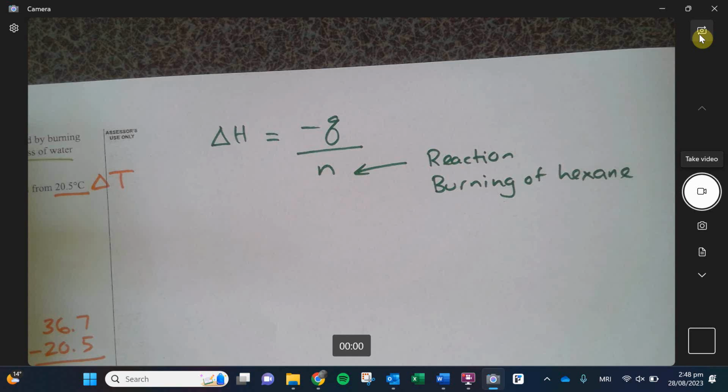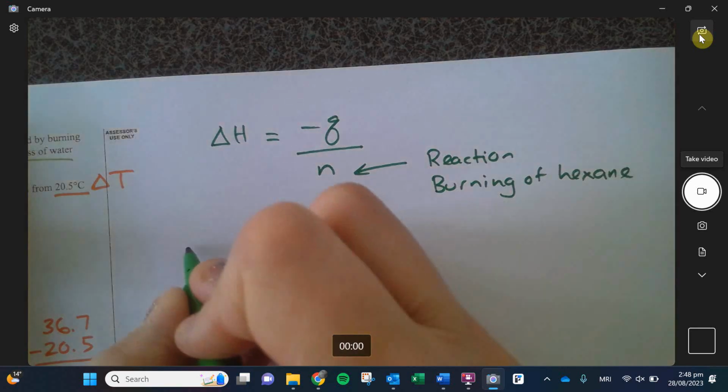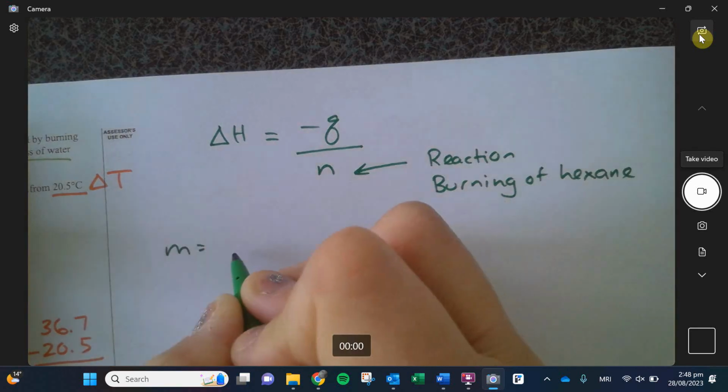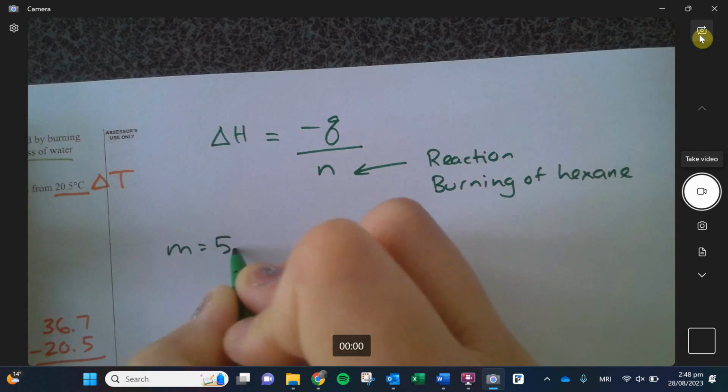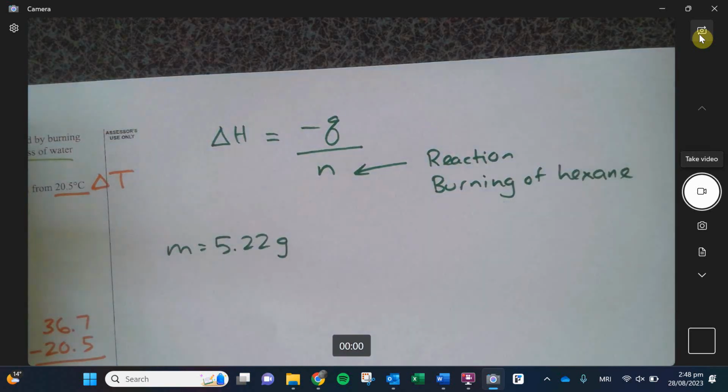Now, part of the problem is that the hexane that was given to me is in mass, and I got that mass to be 5.22 grams burnt. So now I'm using the other mass that I saw in the question. Pull the correct masses. In this case, I want the mass of hexane. Now, unfortunately, this mass is not moles, so I need to do my conversion.